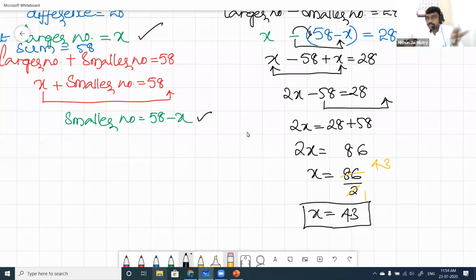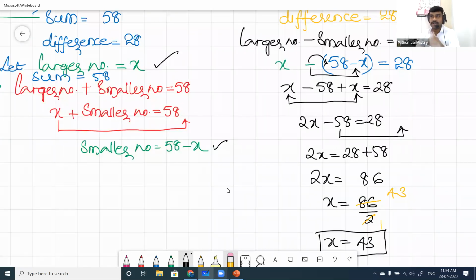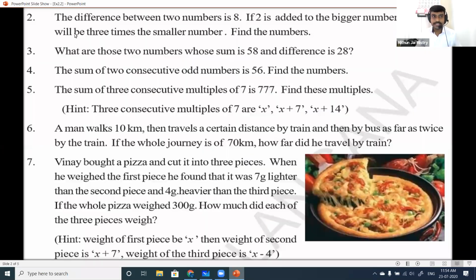So do you think our work is over? No. Our work is not over. Why? Because the question is not asking to find x. The question is, what are those two numbers? We should write what the two numbers are.